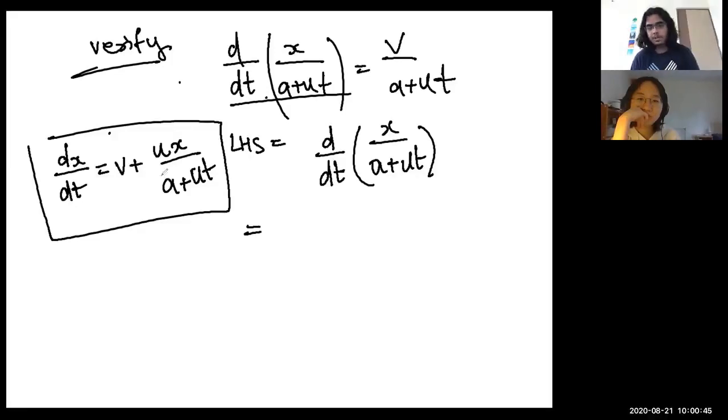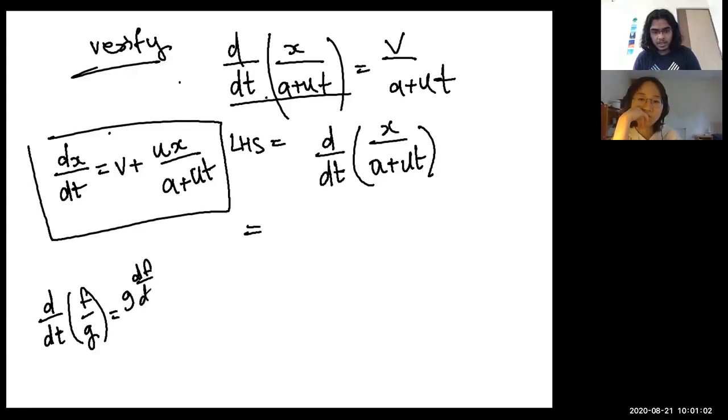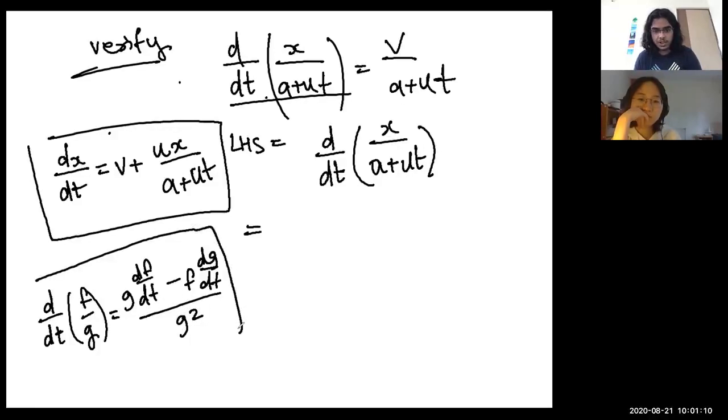Yeah, so you've seen the product rule of differentiation. So what we have here is, I'll just write down the quotient rule for those who don't know. So d by dt of f over g is g df by dt minus f dg by dt, over g squared. So this is the quotient rule of differentiation.